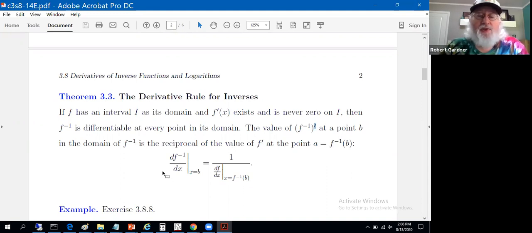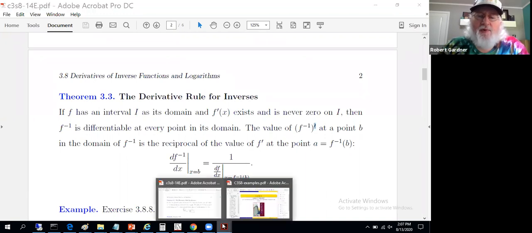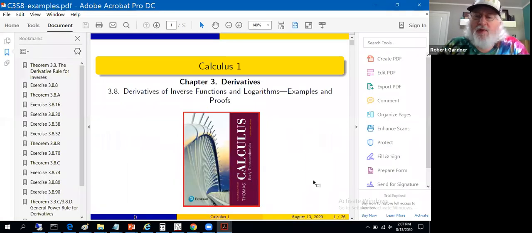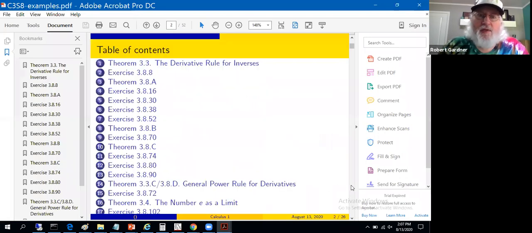Symbolically, the relationship is: the derivative of the inverse function evaluated at x equals b is the reciprocal of the derivative of the function itself evaluated at f inverse of b, which they've called a here. Let's go through the proof of it. We'll make use of this as best we can. It's one of those cases where the proof is quite easy.